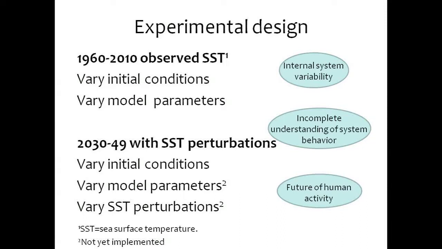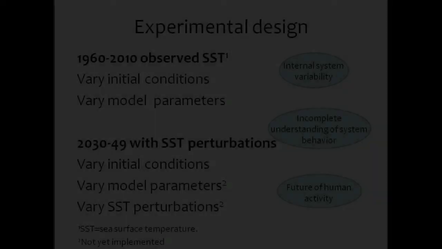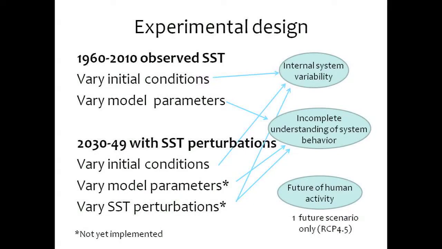And then we've just started running simulations for a future period, 2030 to 2049. And we're also varying initial conditions. To deal with the future, because we prescribe the sea surface temperatures, we need to make some assumptions about how the sea surface temperatures will change with given anthropogenic greenhouse gases. So we're covering two of those sources of uncertainty. Currently, we're leaving out the third because we're only using one future scenario, the representative concentration pathway 4.5.